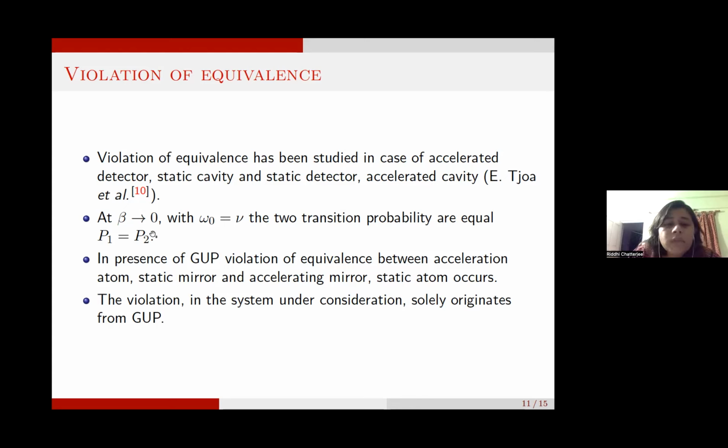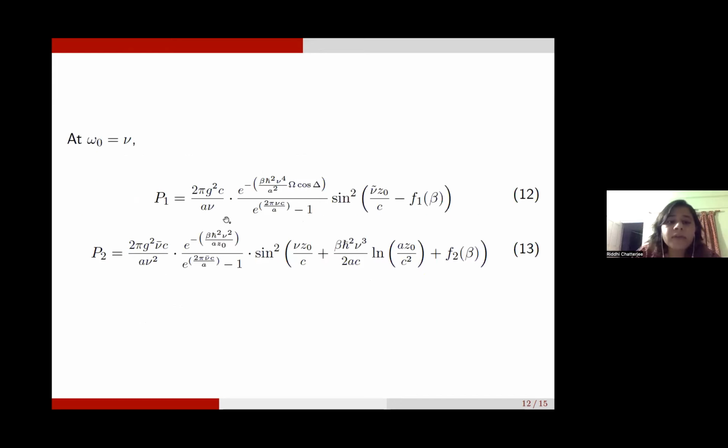So now for comparison, we will put omega zero equals to mu. So here for convenience, I have written the expressions here. So you can see that if you put beta equals to zero, that is the absence of GUP, then basically P1 becomes equal to P2 up to some constant phase factor inside the sine function. But when beta is not zero, then we see significant differences here.